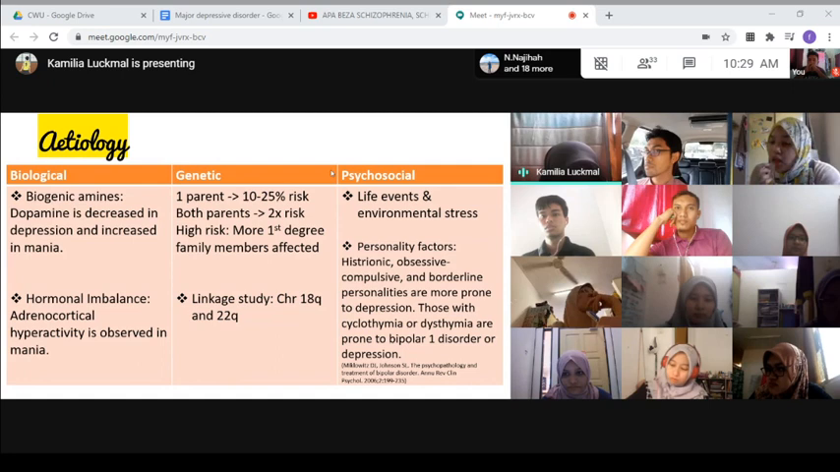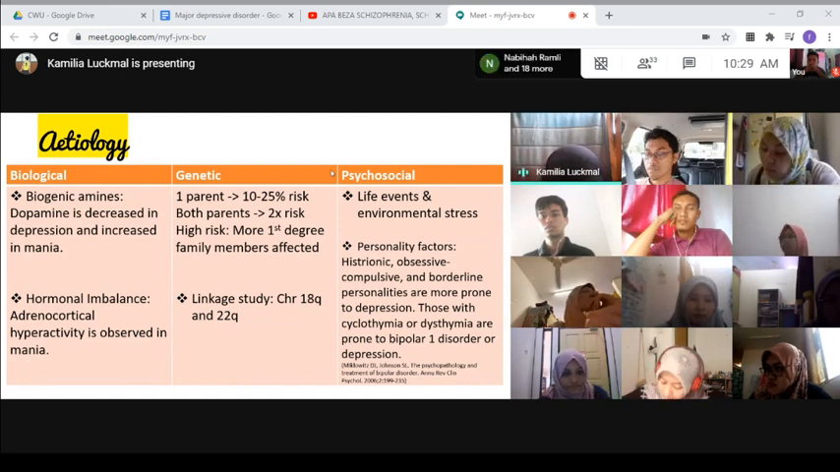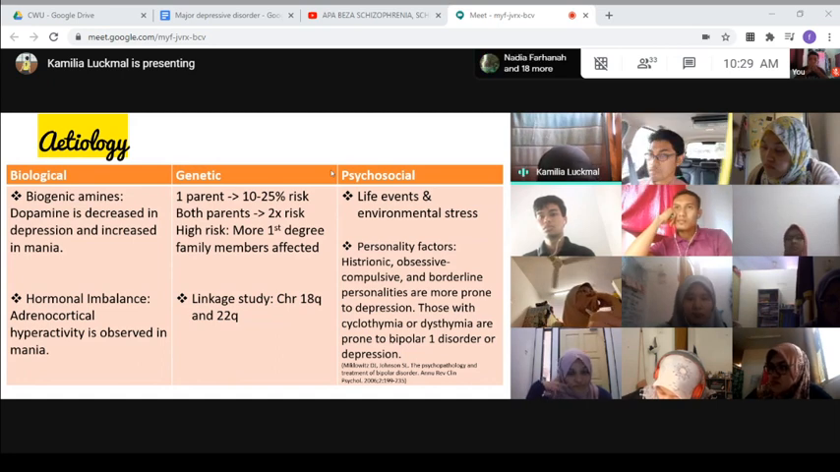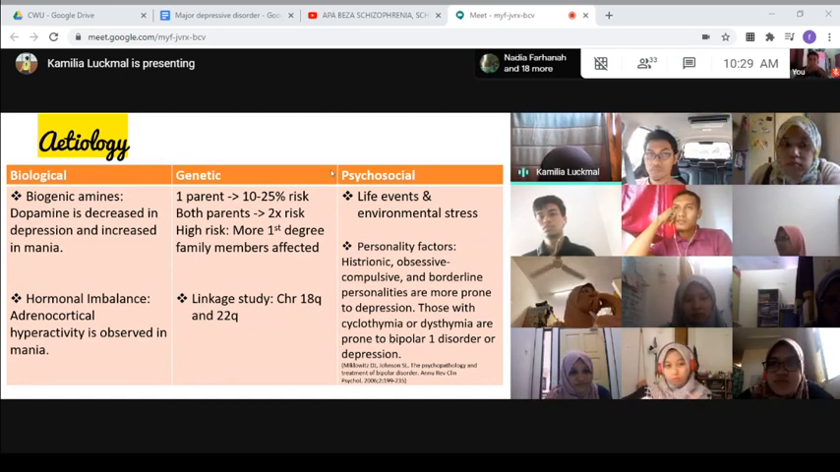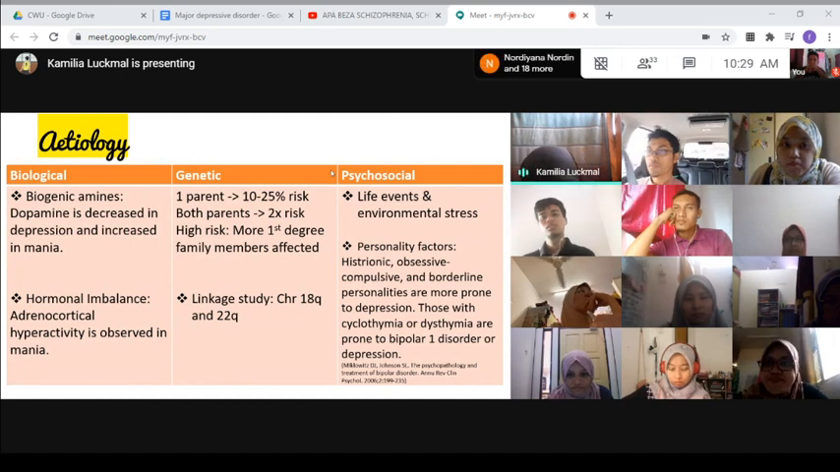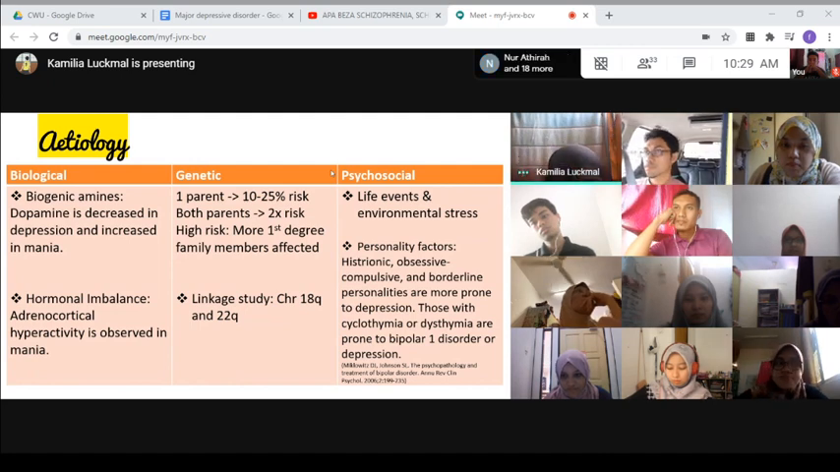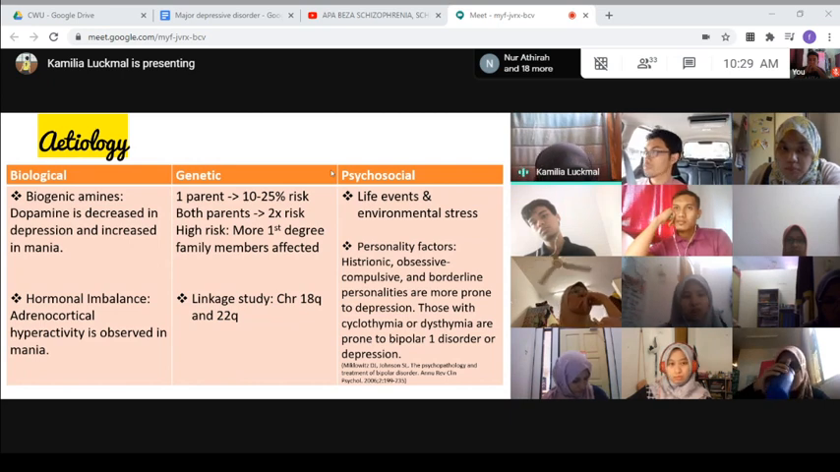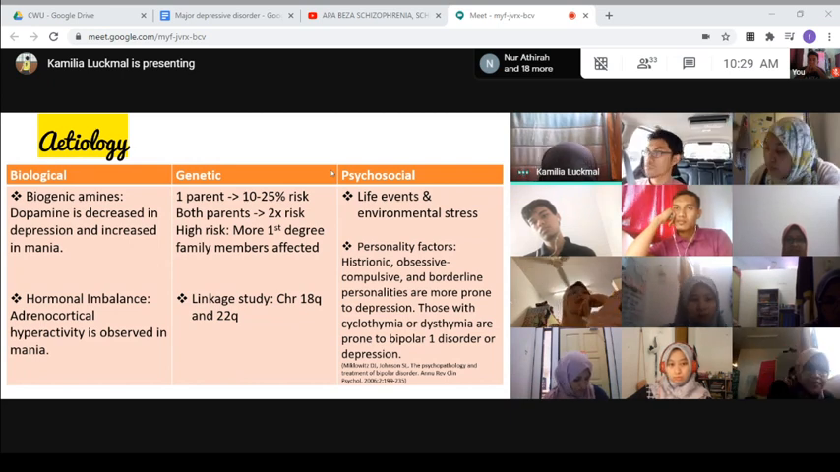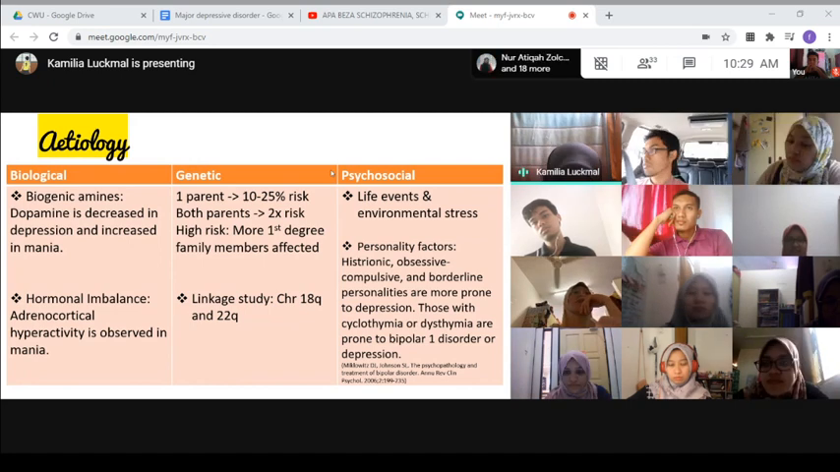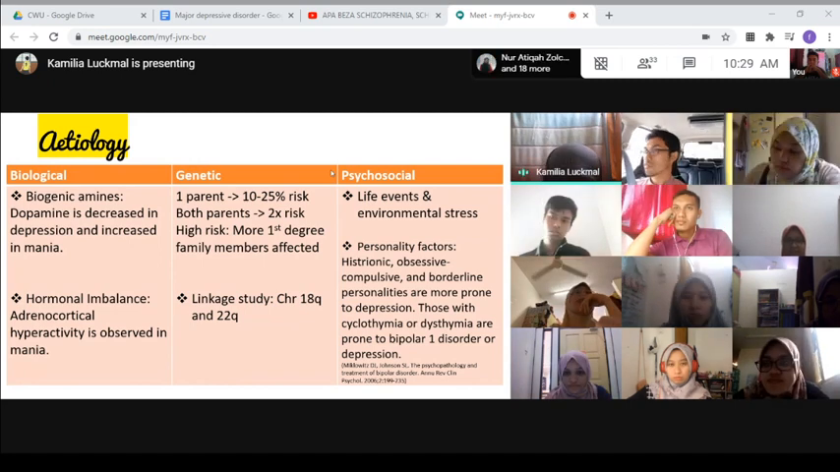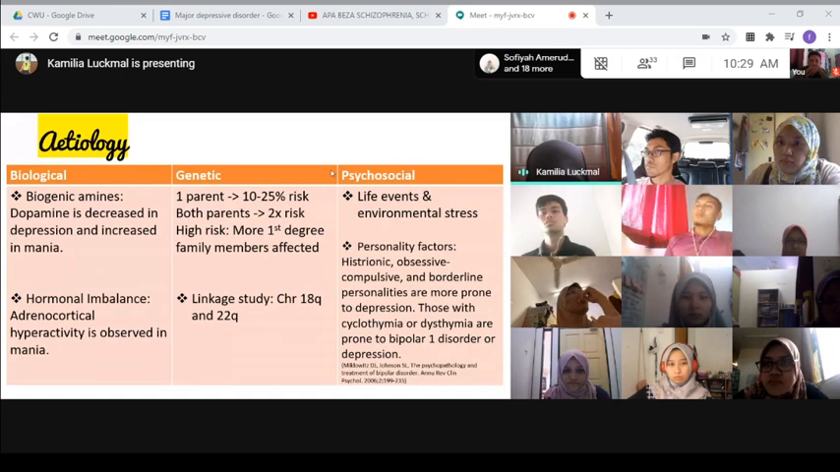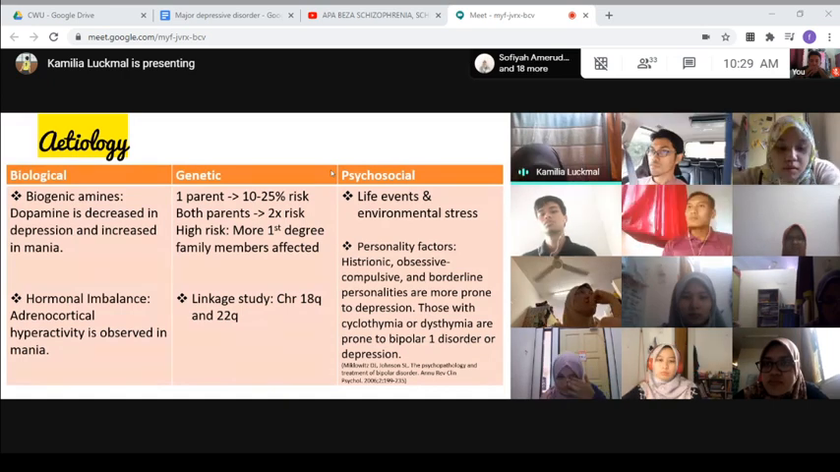Other than that, hormonal imbalance may also trigger it because hormones greatly influence our feelings. So for the genetic factors, studies have shown that bipolar disorder is more likely to emerge in a person whose family member is affected with the condition, whereby the risk of bipolar disorder is 10 to 25% when one parent has a mood disorder, double the risk if both parents have a mood disorder. For the psychosocial factors, stressful or traumatic events such as abuse or significant loss can lead to the emergence of this disorder.